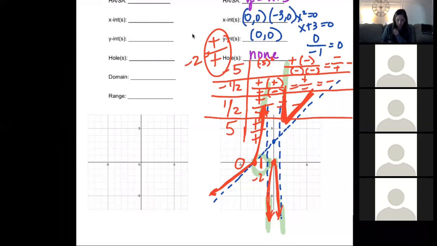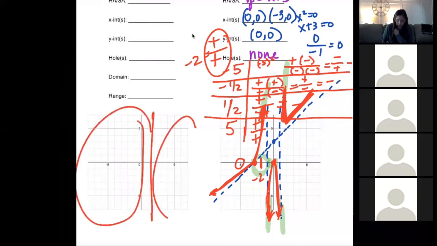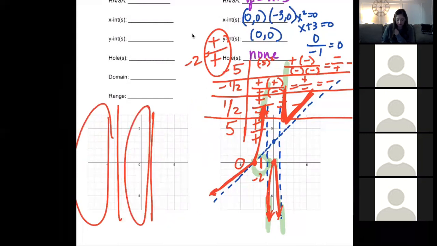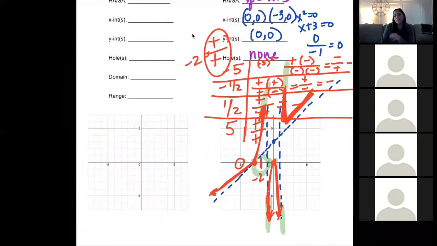Because if I just had one vertical asymptote, then I would have a part of the graph here and a part of the graph here. But if I have 2 vertical asymptotes, then I have a part of the graph here, here, and here. So you're always going to have one more part of the graph than you have asymptotes. It's going to be on every single side of the vertical asymptote.